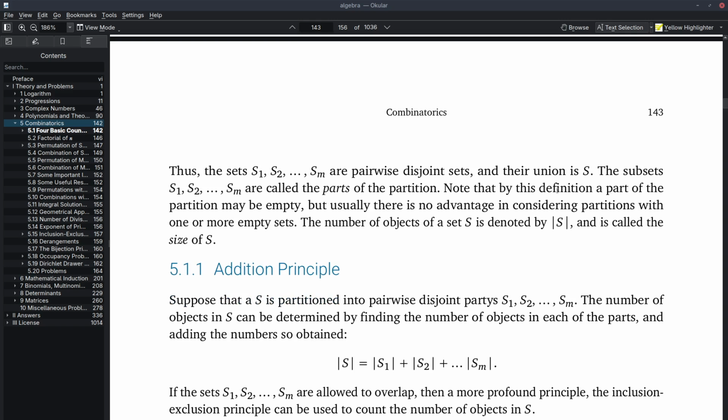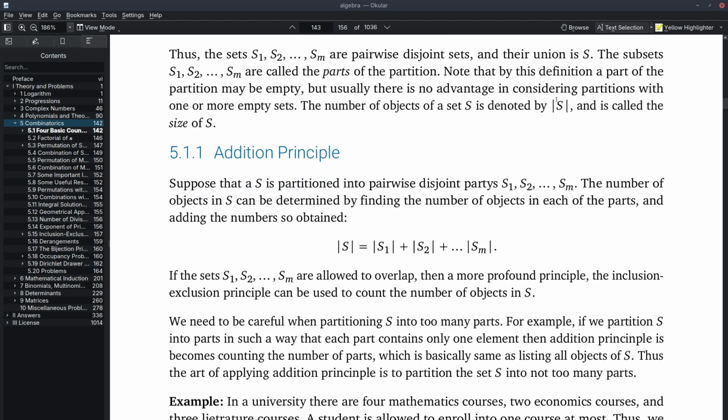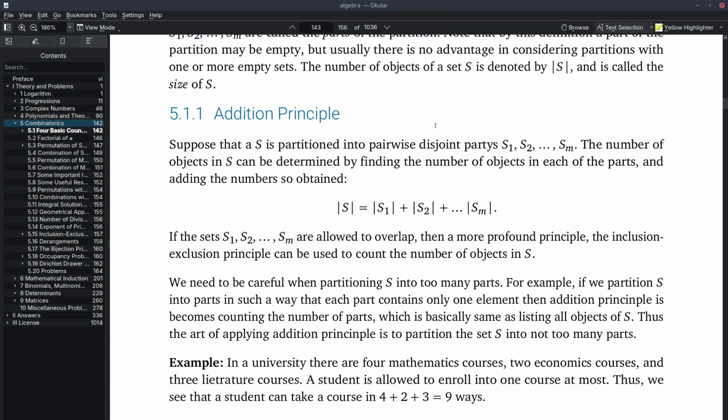Note that by definition, a part of the partition may be empty, but usually there is no advantage in considering partitions with one or more empty sets. The number of objects of a set S is denoted by mod S, and this is called the size of S. It looks like mod, that is why I'm reading it as mod. I'll call it the size of S.